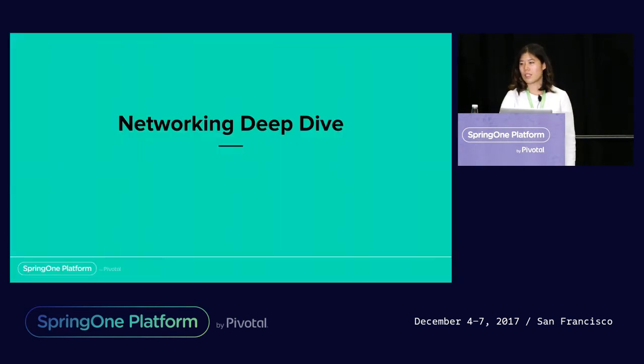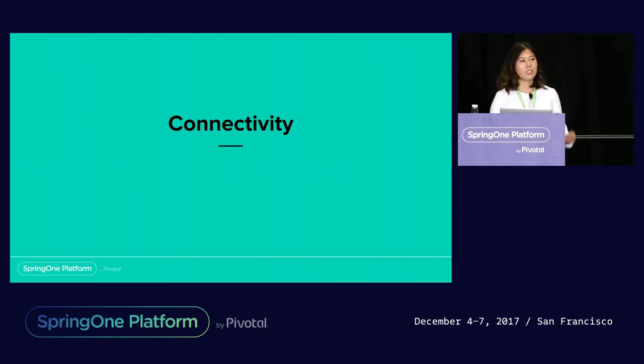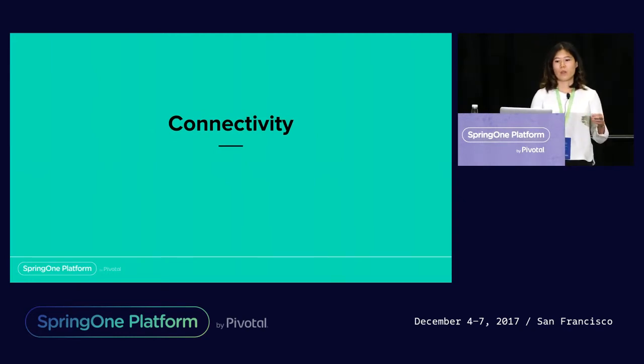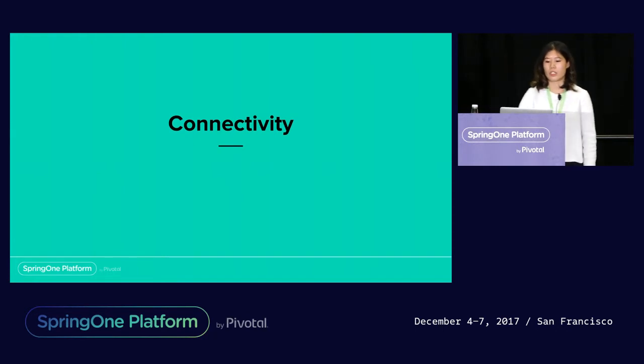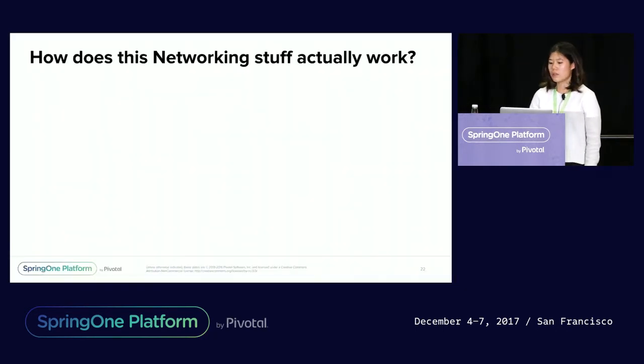So let's take a deeper dive into the networking stack. I like to think of networking in two parts here. One part is the connectivity, how we're actually having the direct communication. And then the second touches more on the security aspect. How are we actually enforcing what in your Cloud Foundry can talk to one another? So connectivity. How are my packets actually flowing?